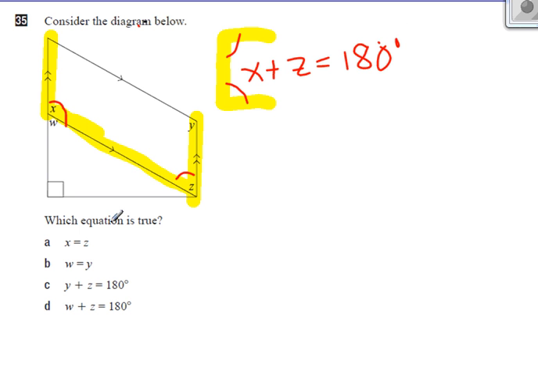So is it true that they're the same? No, it's true that they add to 180, not that they're the same. So it can't be A.